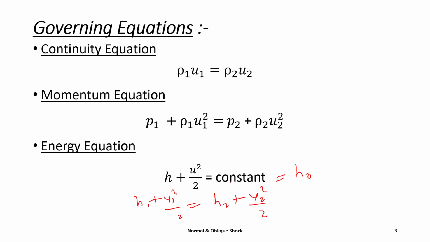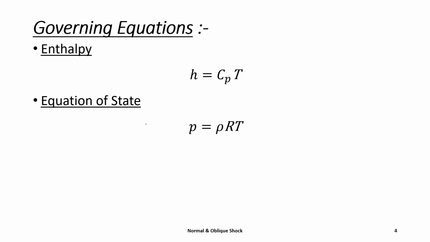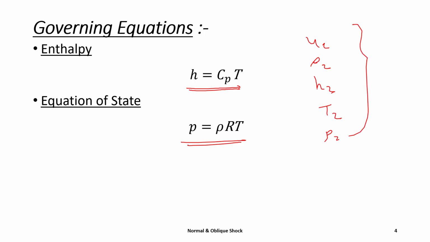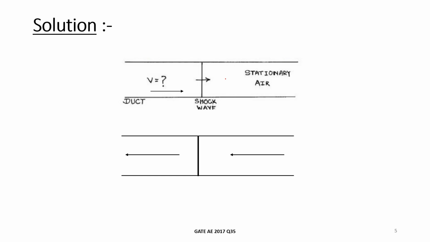Besides these three equations, we need some more equations, which are enthalpy, which can be written as a function of temperature only, as gas is calorically perfect gas. So h equal to Cp T, and due to the perfect gas, equation of state can also be written p equal to ρRT. Using the 5 equations, we can find u2, ρ2, h2, T2 and p2, these 5 unknowns. Now we will solve the problem.